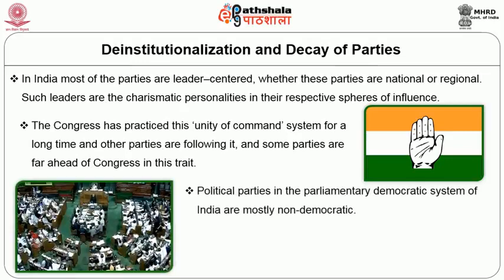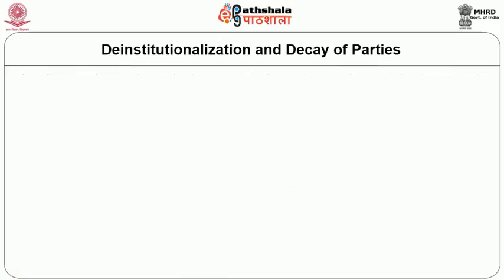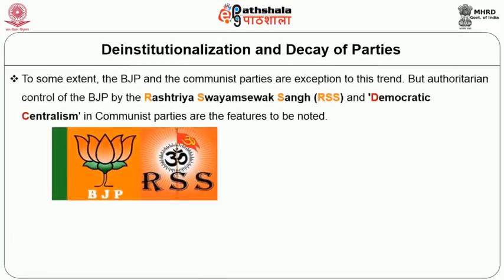Political parties in the parliamentary democratic system of India are mostly non-democratic, and the politicians are encouraging their sons and relatives to join their party, and also providing higher posts in the party and the government. To some extent, BJP and the Communist parties are exceptions to this trend. But authoritarian control of BJP by RSS and the democratic centralism in Communist parties are the features to be noted.